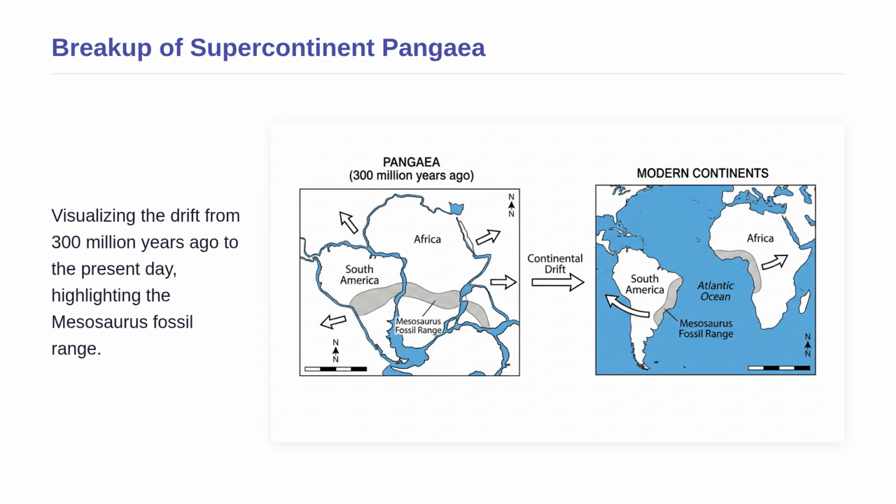On the right, you see our modern globe, with the Atlantic Ocean separating those same continents. The fossil range is now broken in half. This diagram beautifully illustrates how a continuous animal population was split apart by the shifting tectonic plates, perfectly explaining the scattered fossil record we find today.